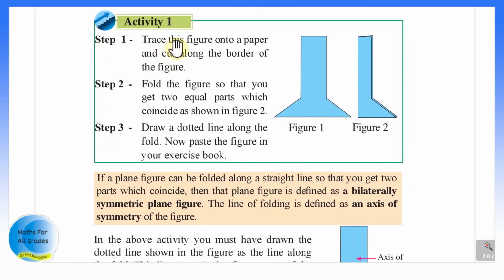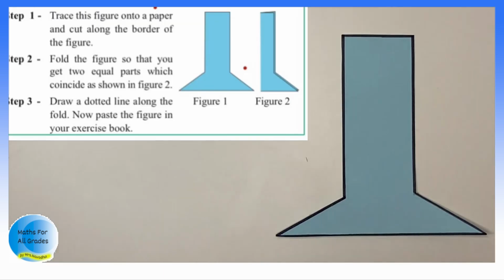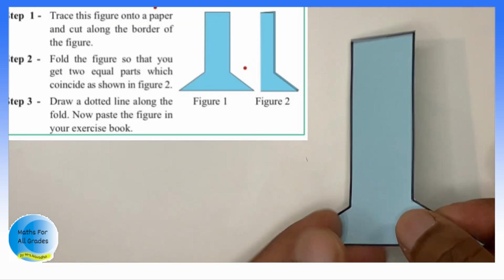Step 1. You have to trace this figure onto a paper and cut it along the edges like in figure 1. And in step 2, you have to fold this figure and get two equal parts like in figure 2. And in step 3, you have to draw a dotted line along the folding. Okay, now let's do this activity. Here I have traced and cut the figure. Now let's fold it.